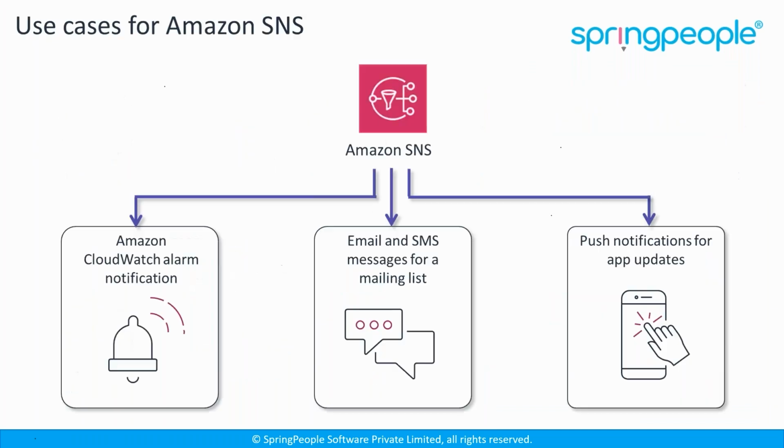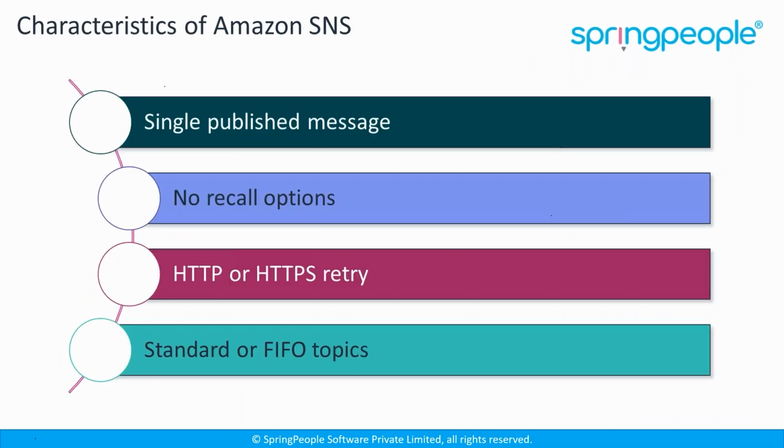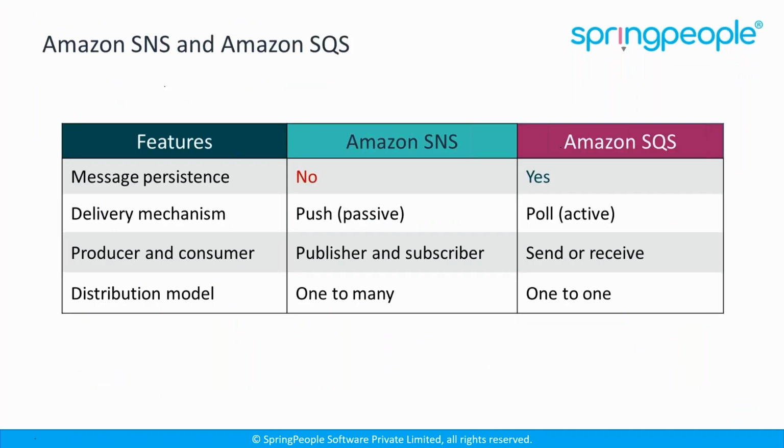I have discussed all this, the subscribers, how to send messages and all this. Now, one thing I would like to highlight is the difference between SNS and SQS. When I say SNS, your message will not persist. You will not retain a message. Whenever you have a message, you'll just push it to all the users or to all the subscribers.